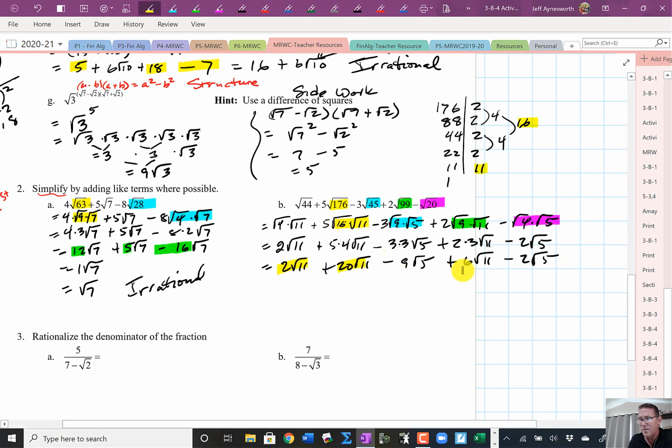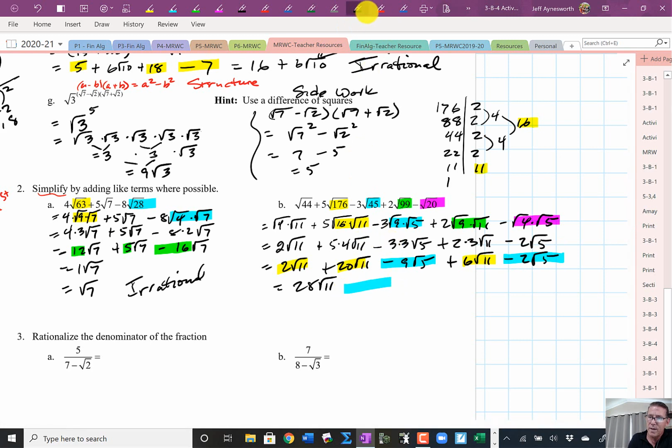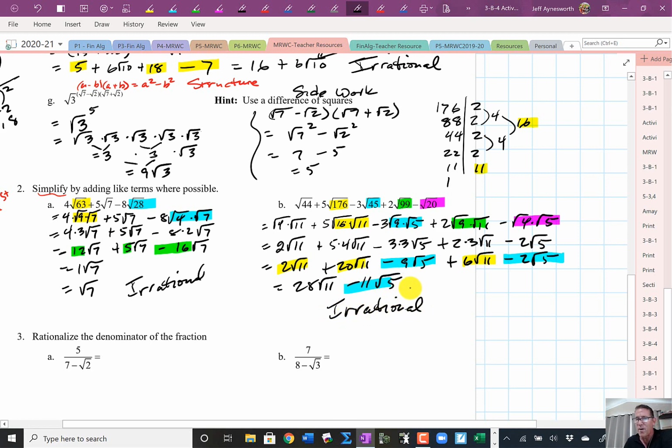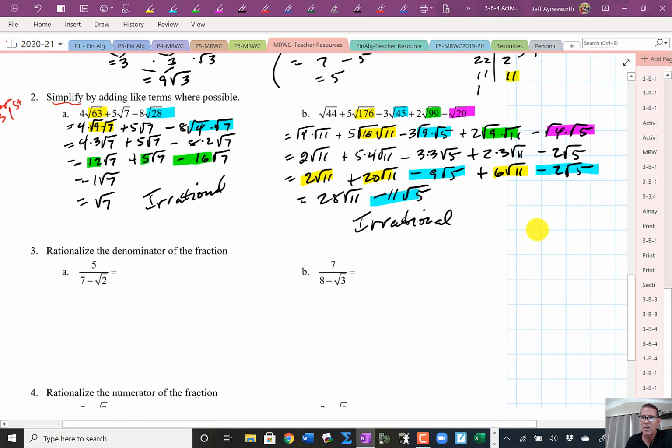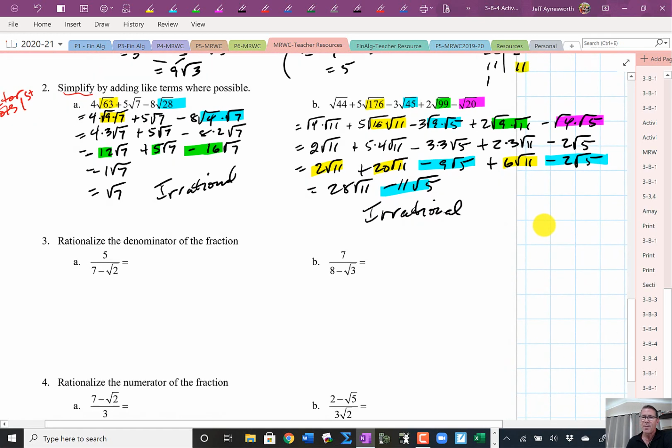2 and 20 is 22 plus 6 more is 28 rad 11. So we get 28 rad 11. And then minus 9 root 5 minus 2 root 5 is minus 11 root 5. So we got a minus 11 root 5. And that, my friends, is irrational. Anytime you're involving a root, that's an irrational term. There you go.